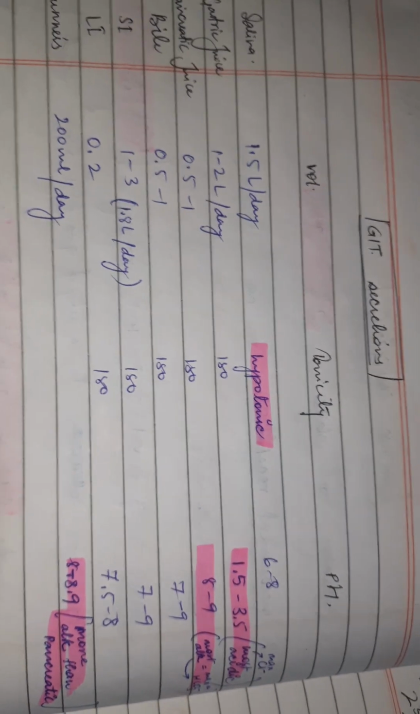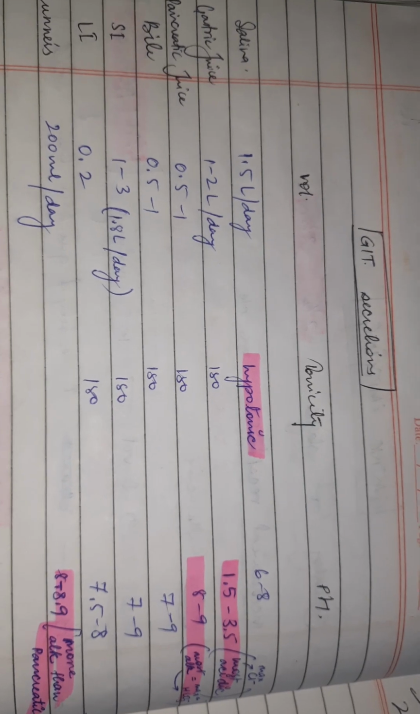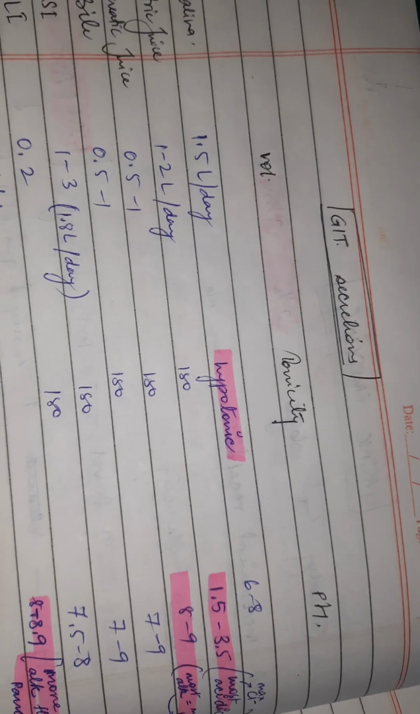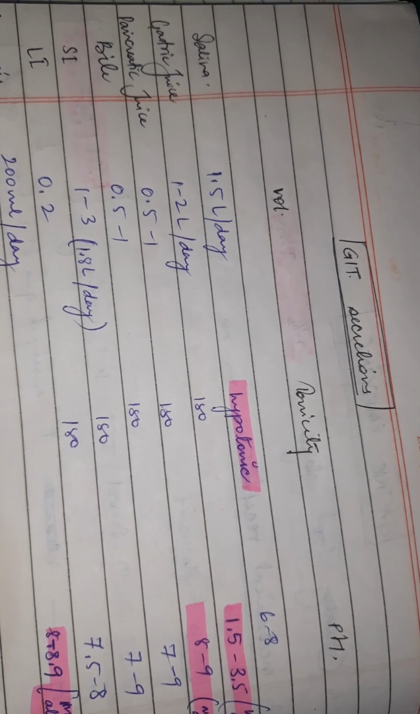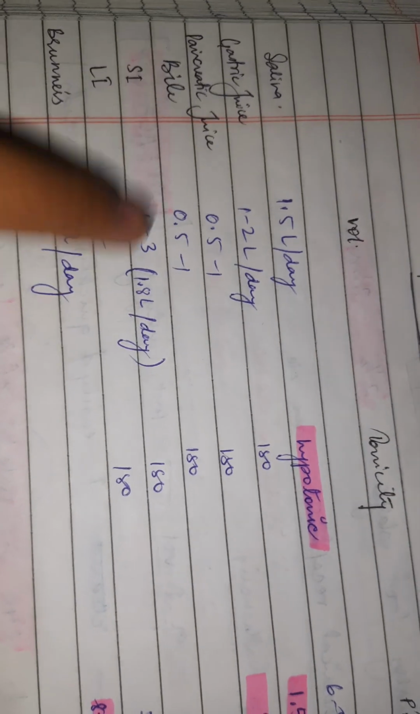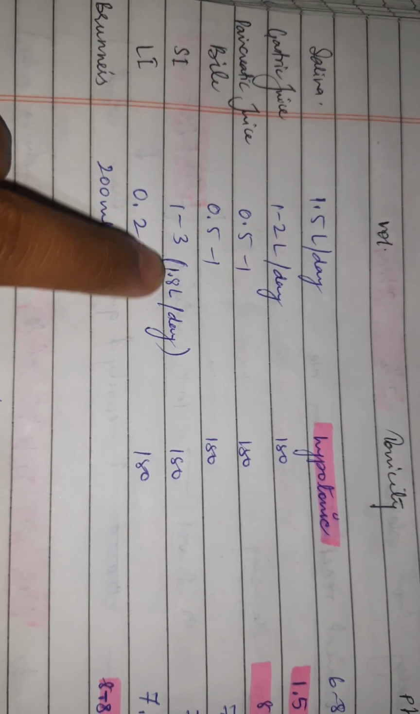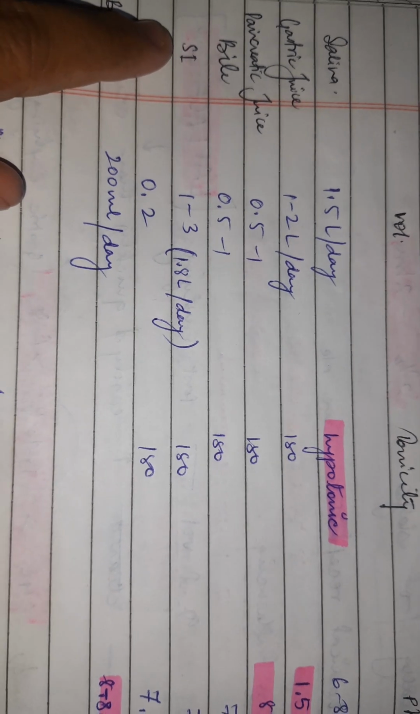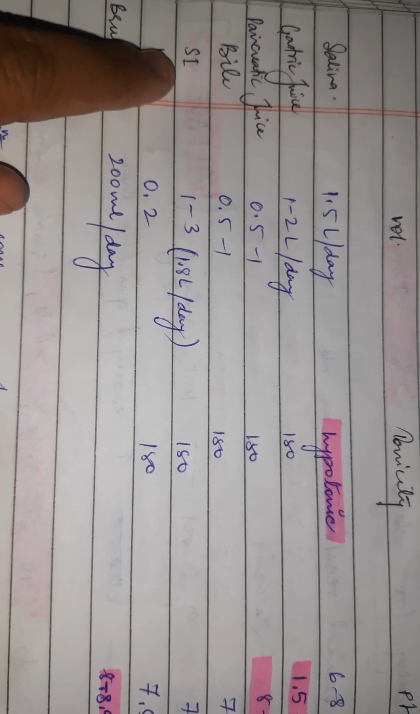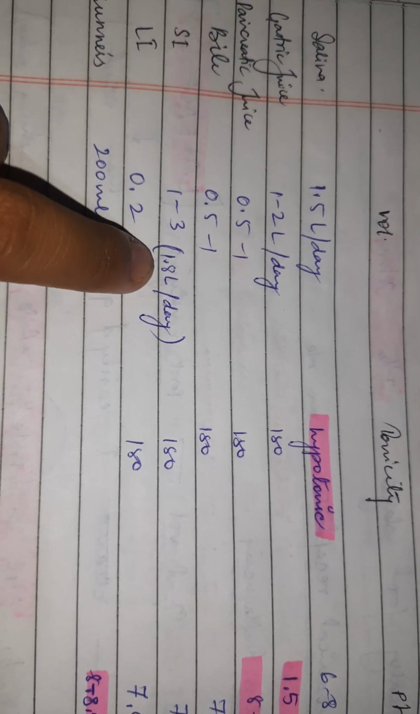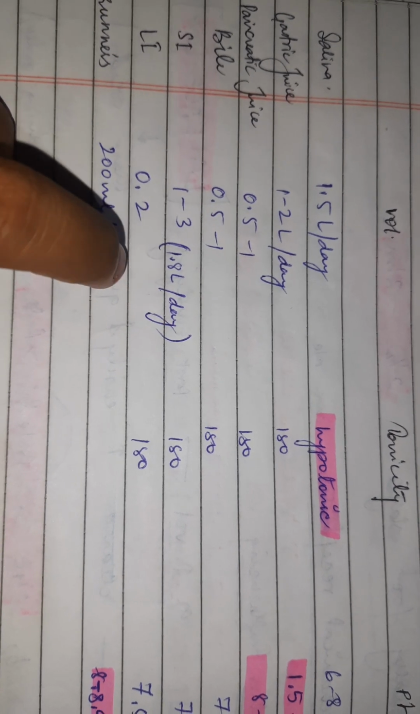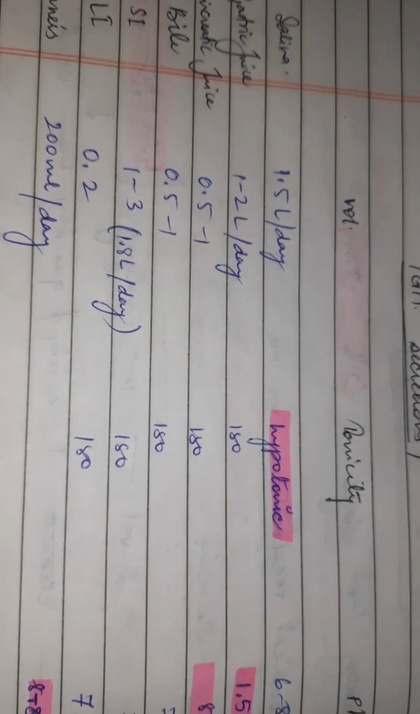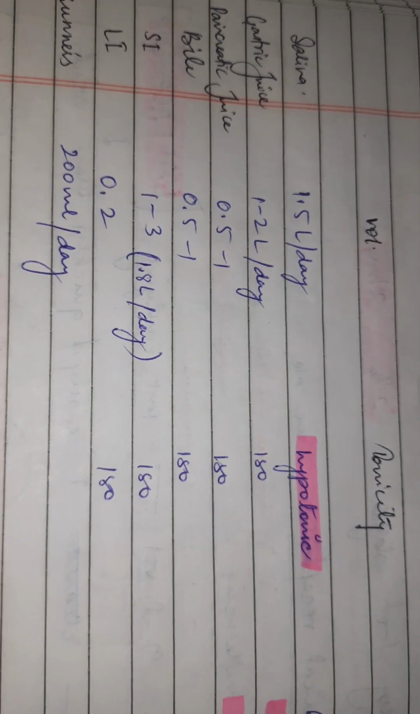In this chart we don't have to remember the whole thing, just the important points. Stomach, succus entericus is the juice of the small intestine, the secretion of the small intestine. It secretes 1.8 liters per day. Saliva secretes 1.5 liters per day. Then gastric juice, 1 to 2 liters.